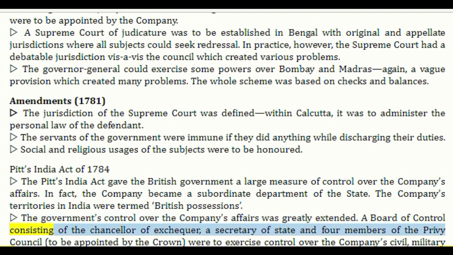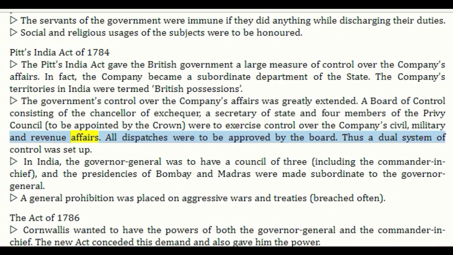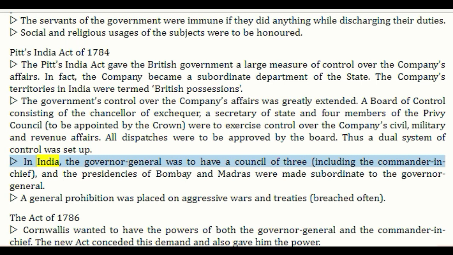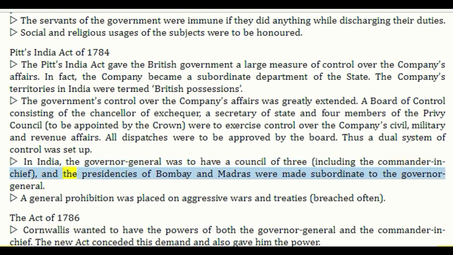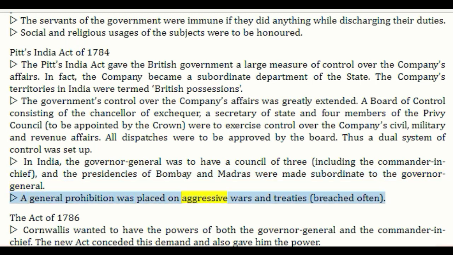A Board of Control, consisting of the Chancellor of the Exchequer, a Secretary of State and 4 members of the Privy Council, to be appointed by the Crown, was to exercise control over the Company's civil, military and revenue affairs. All dispatches were to be approved by the Board. Thus a dual system of control was set up. In India, the Governor-General was to have a council of 3, including the Commander-in-Chief, and the presidencies of Bombay and Madras were made subordinate to the Governor-General. A general prohibition was placed on aggressive wars and treaties, though it was breached often.